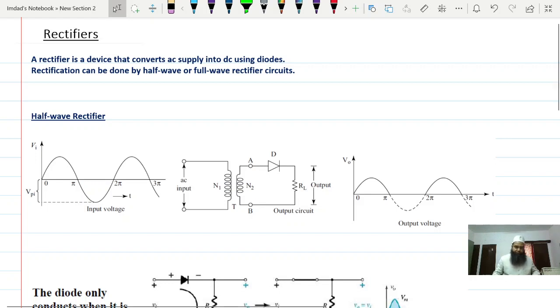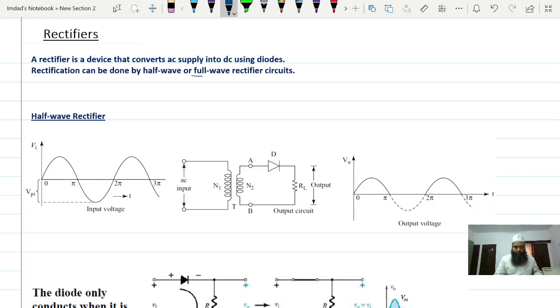Dear students, in this class we are going to study about rectifiers. Basically, a rectifier is a device that converts AC supply into DC using diodes. Rectification can be done by a half-wave or full-wave rectifier circuit.